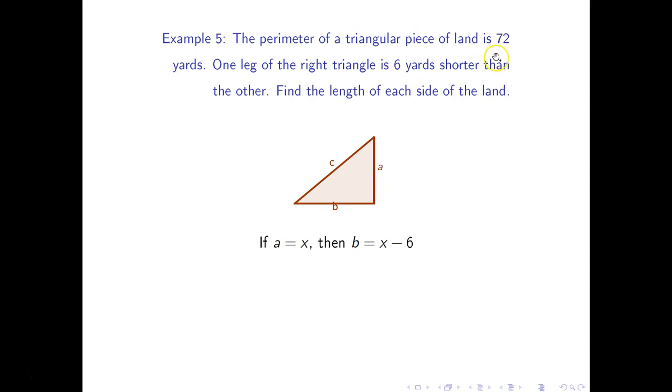Well, we have something that's called the perimeter, 72. How do you find the perimeter of a triangle? You add up all the lengths of the sides. So A plus B plus C equals 72. But I know what A and B are in terms of x, so if I plug those in, notice, can I solve this equation for C? So pause the video and solve that equation for C.